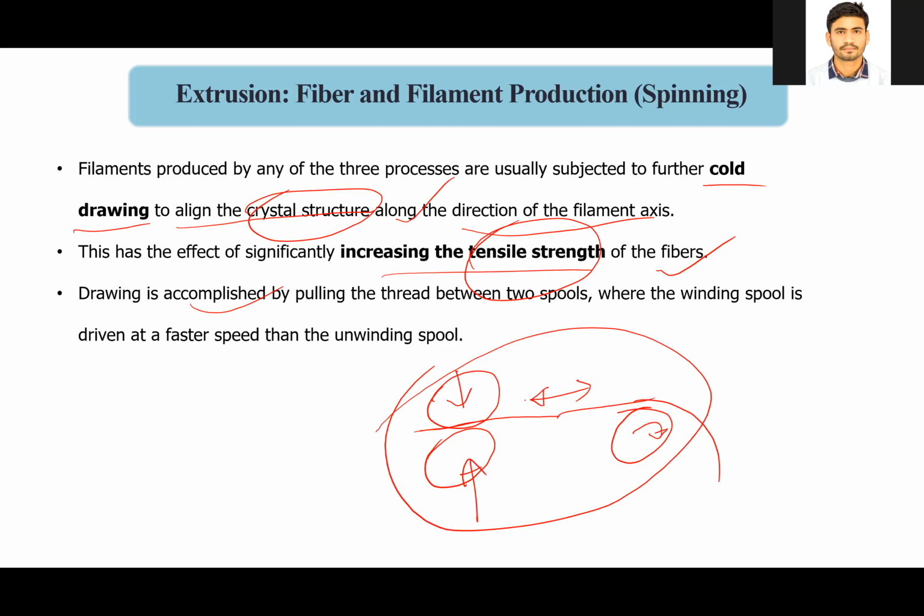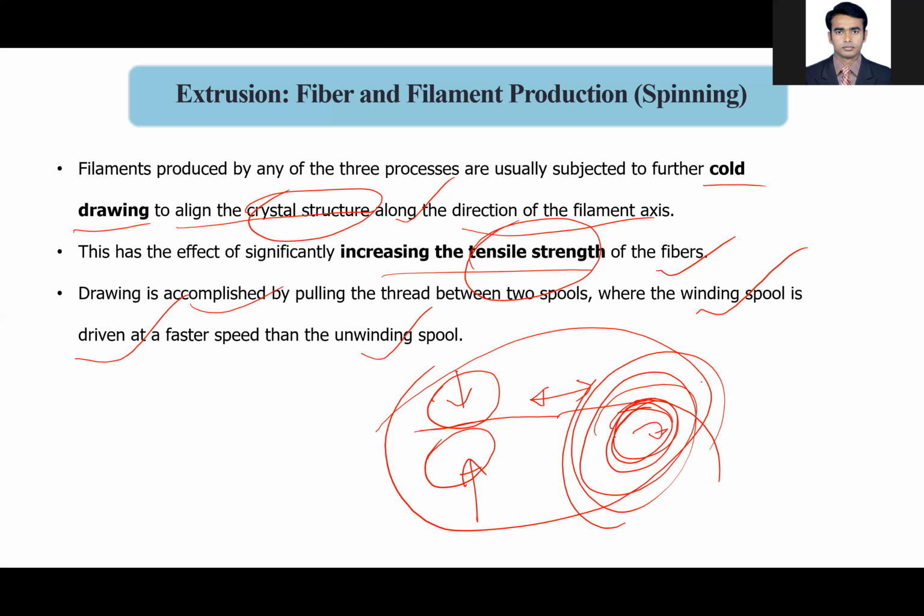So what does the last line mean? Where the winding spool is driven at a faster speed than the unwinding spool. Yes. Okay. The winding spool is, let's say this is the winding spool. We are processing the fibers and accumulating the fibers in here.